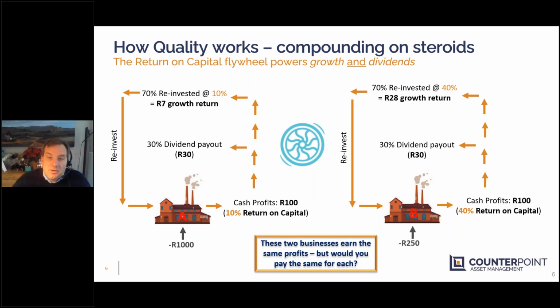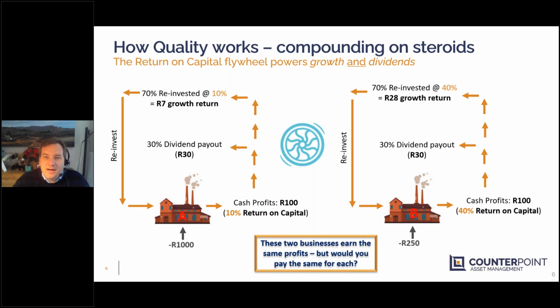Of course, we could choose to invest less and pay a greater dividend, but either way, you're going to make more money on a lower investment from factory B than A. And in a nutshell, this is really how quality works. It's this flywheel. And remember, the 28 Rand you reinvest in the business will itself continue to earn a return. The 28 Rand can then earn another 40% return on 28.